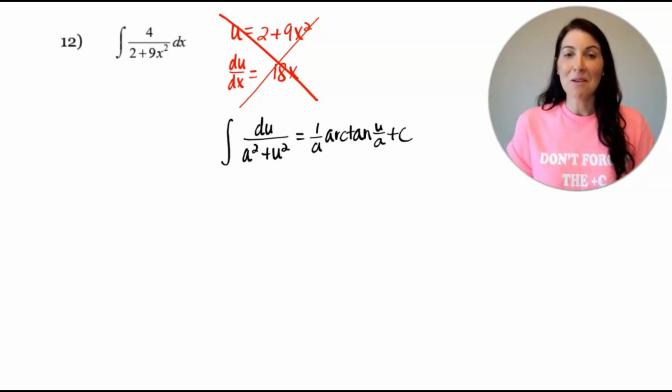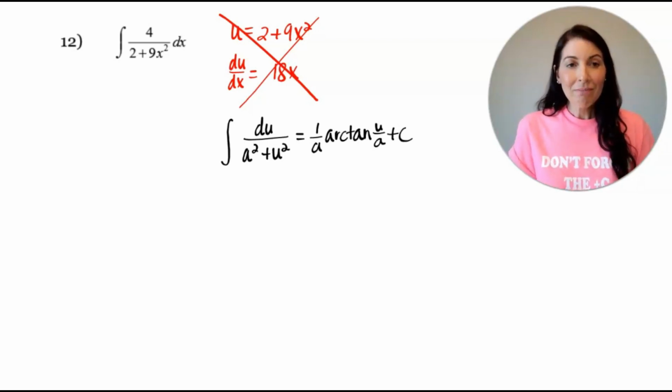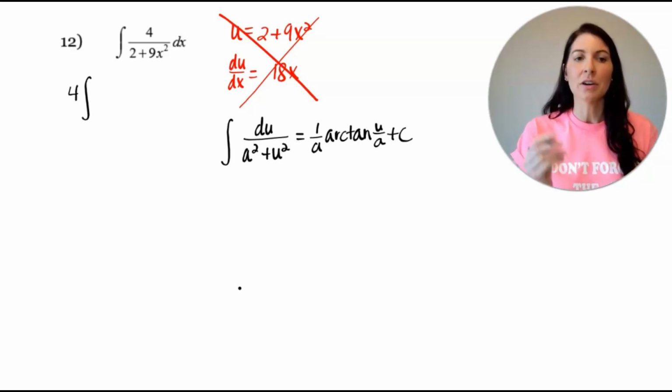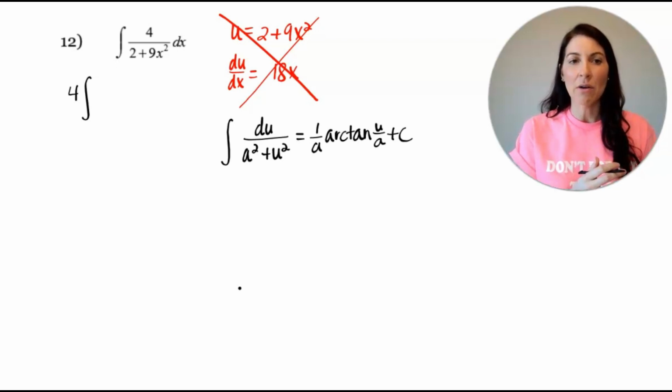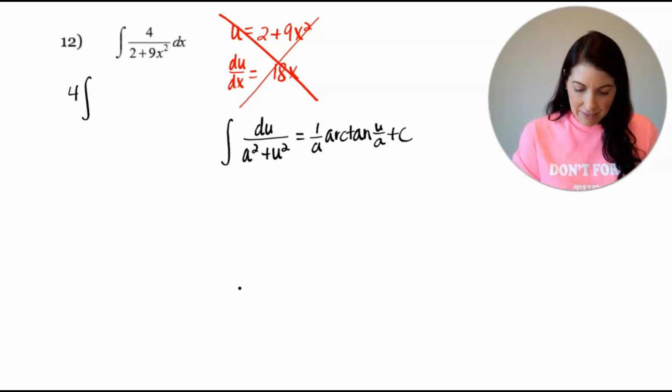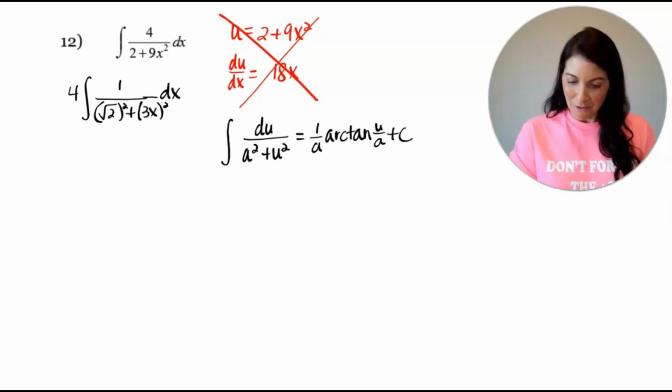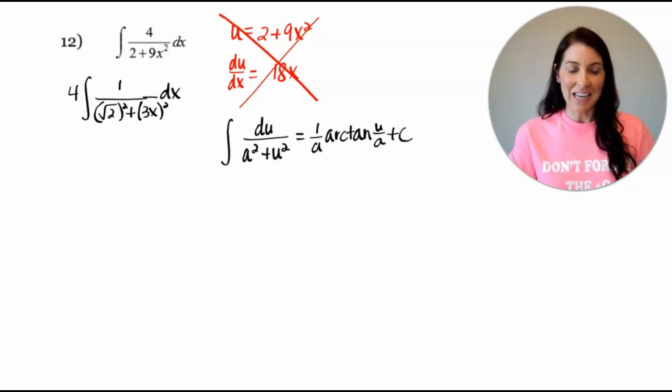And that's going to be what we're going to use here. And to start, I would probably start by factoring that 4 out, or bringing that constant of 4 out in front of the integral. And then in this case, I would have dx, or I can put a 1 here and the dx over here. And then I can rewrite this as the square root of 2 squared plus 3x squared. And now you can see I have written it in the form that would produce an arctangent function.